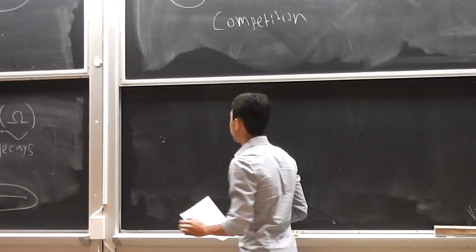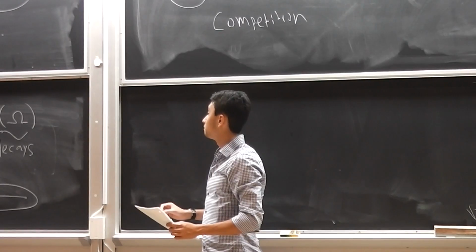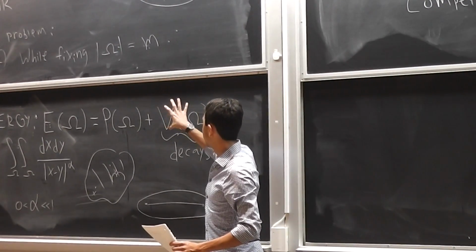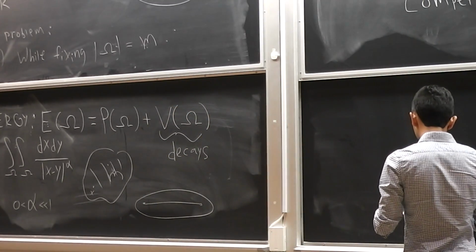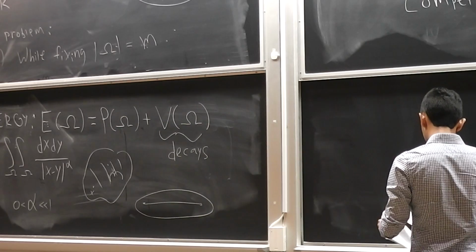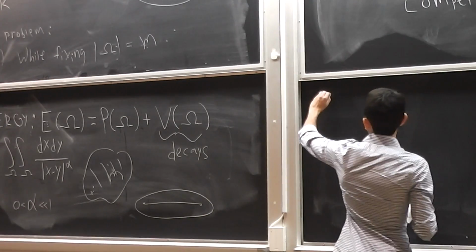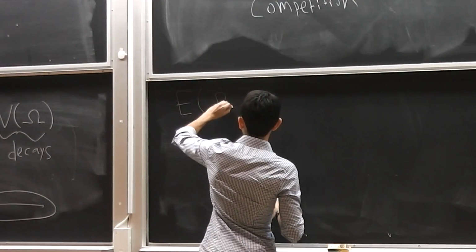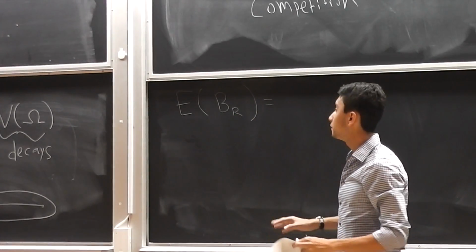Okay, so first I want to show you that for certain masses, so we said that these two terms were competing. For certain masses, it turns out that this dominates, and you actually do split apart. So what we can do is this. It turns out that if we look at a ball of radius r, we can actually explicitly compute the energy of that.